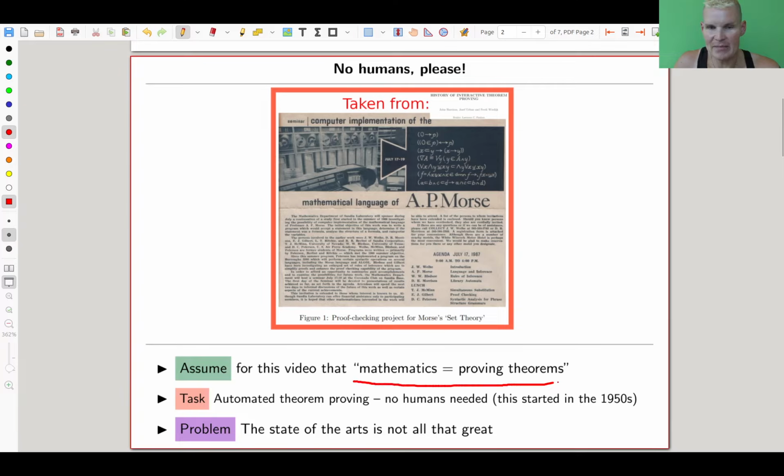Let's say mathematics is nothing else than proving theorems. Then having an automated way to prove theorems would get rid of all mathematicians. It would be excellent. As I just said, nobody knows what a mathematician is anyway, so why not get rid of them? And this goes under the slogan of automated theorem proving. I originally wanted to write automated proof writing, but this is slightly different.